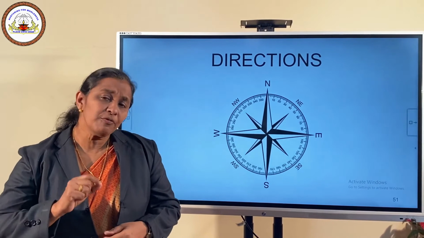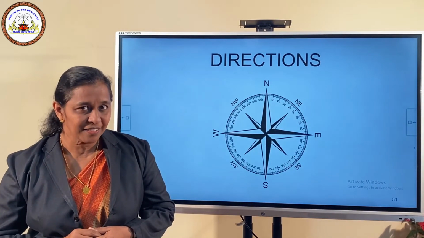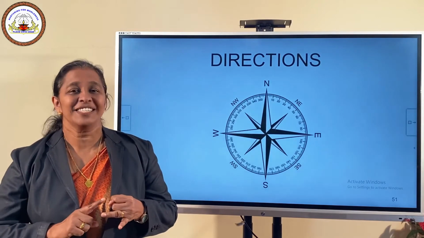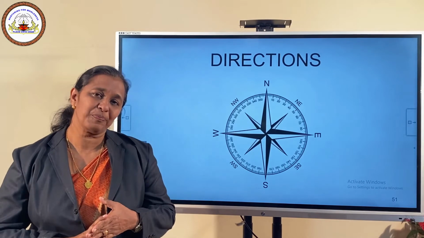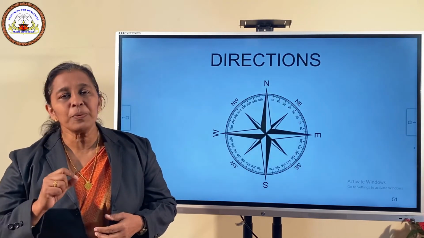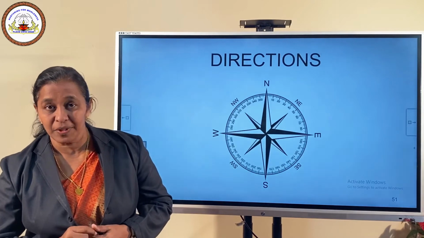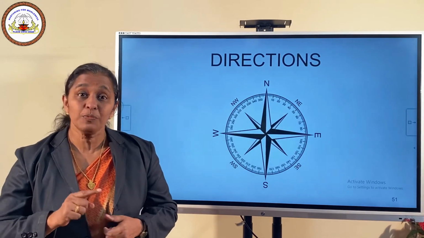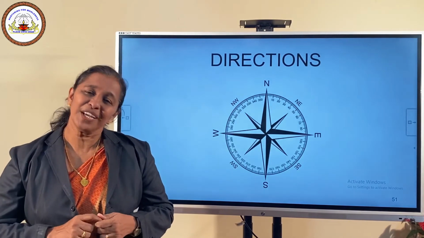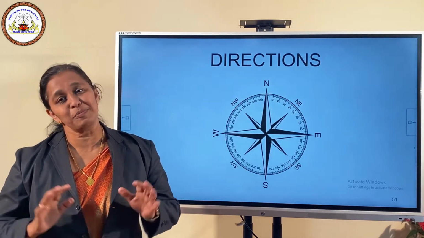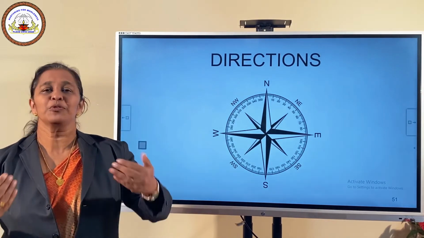Do you remember the four major directions? These are north, south, east and west. A compass helps us to locate direction. Its needle always points to the north. Okay children, I am sure that you remember all these things. Now, coming to maps.